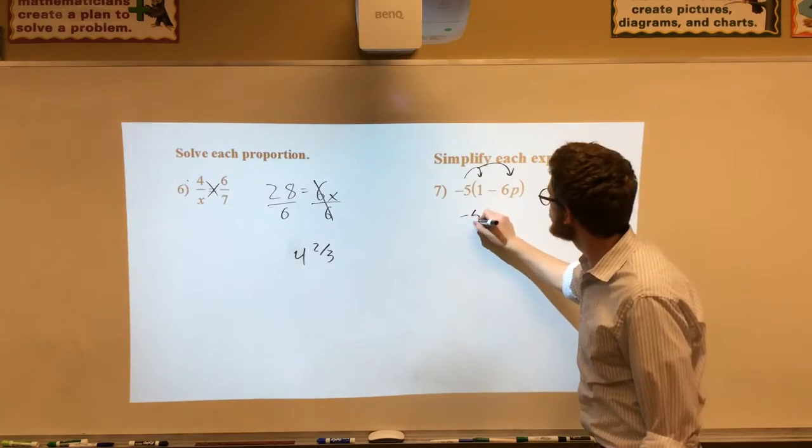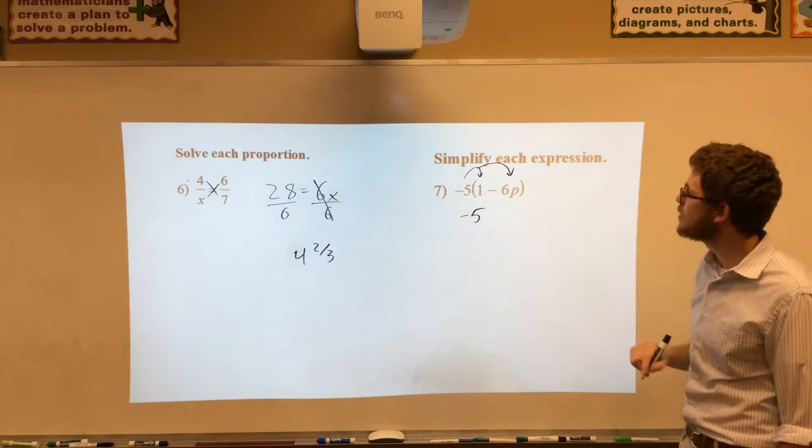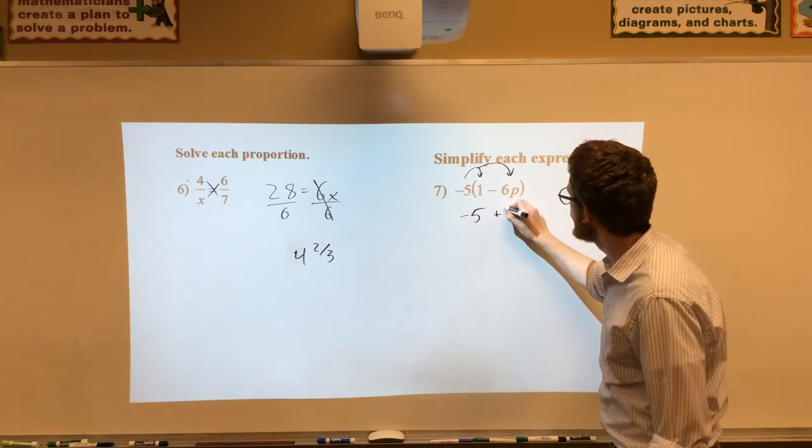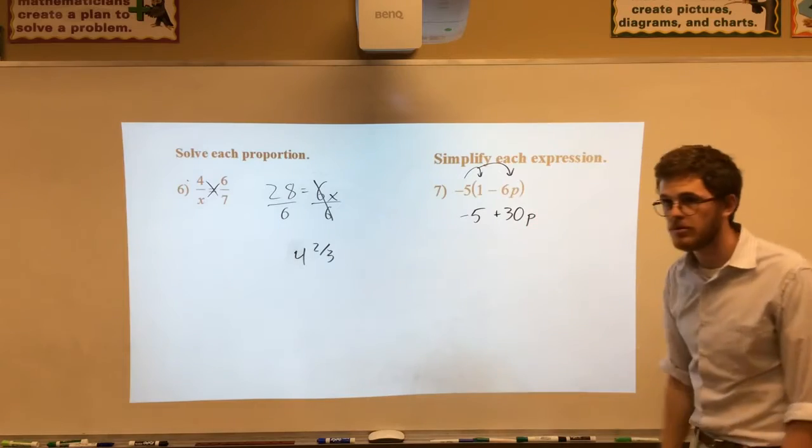On number 7, simplifying each expression, we are distributing in a negative 5. Negative 5 times 1 is negative 5. Negative 5 times a negative 6p gives us plus 30p.